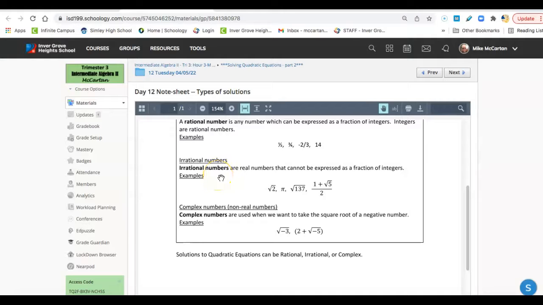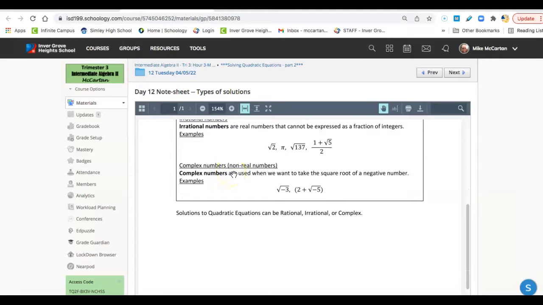They can't. As an example, these square roots that aren't perfect squares, the square root of 2, the square root of 137, they're not perfect squares. Even a number like 1 plus the square root of 5, over 2, that number right there is irrational because there's a square root of 5 in there. And we know pi is irrational as well. It cannot be expressed as a fraction of integers.